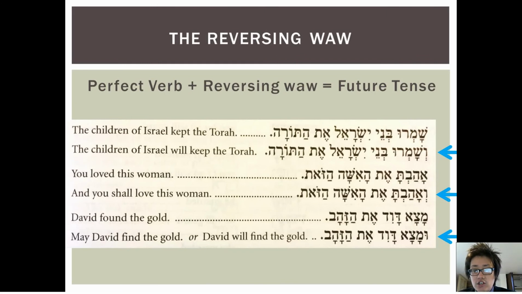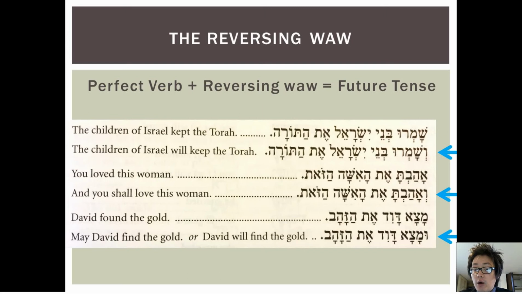Ahavta et ha'isha hazot. Okay. Again, we begin with a perfect tense verb. Ahavta, you loved. Second masculine singular, pa'al, perfect. You loved this woman. So ha'isha hazot. There we have the feminine demonstrative zot, functioning as an attributive demonstrative. So it's describing ha'isha. Notice that they both have the definite article ha. So that's why I say this woman.